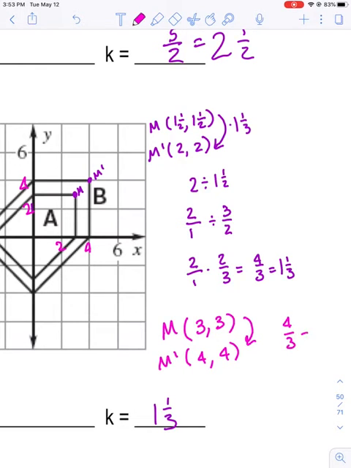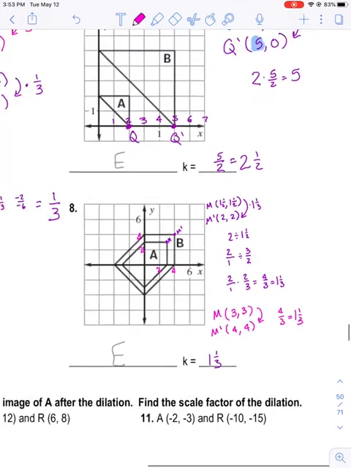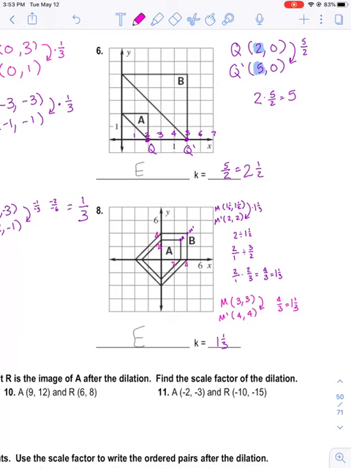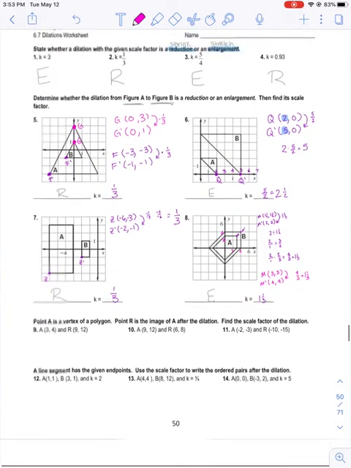So 4 divided by 3 is 1 1/3. So I kind of regret my choice now. It would have been easier to just keep it the original scale. So 1 1/3 works the same either way.